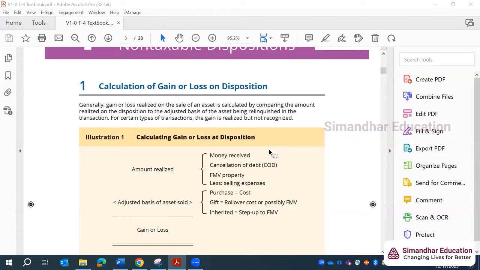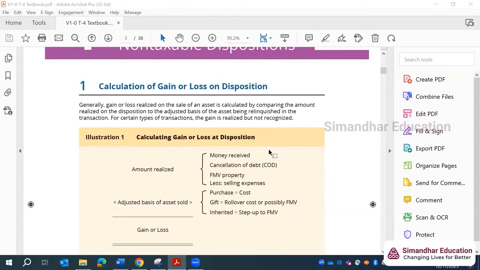Okay, so cancellation of debt, and fair market value of the property that you receive. In a transaction, not only do you receive cash, but there is a possibility that you may get another property in exchange. So whatever the fair market value of the property that you're receiving in exchange, that's also a part of your amount realized, minus any selling expenses.